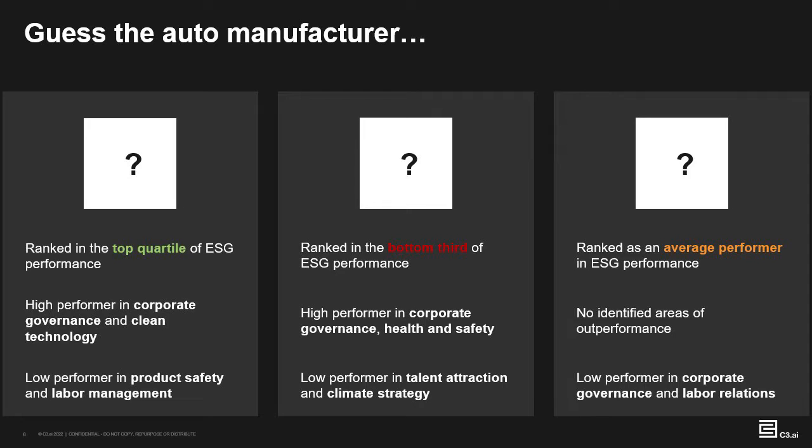The middle company, bottom third, so kind of in the basement of the industry. Again, solid corporate governance, some challenges maybe with health and safety in some of their manufacturing facilities. Leadership, top safety performance, but challenges around attracting and retaining the top talent, and some questions around their long-term climate strategy. And then the third company, just middle of the pack, an average performer, no real areas of outperformance, but some concerns around corporate governance and the relationship with labor.